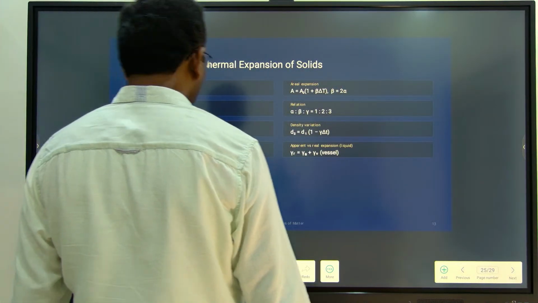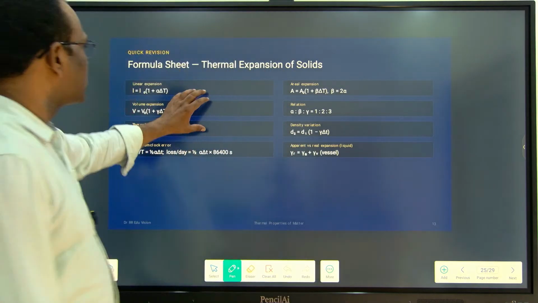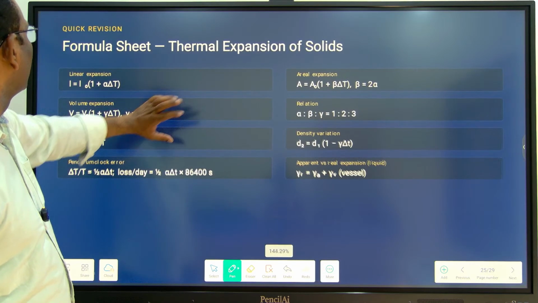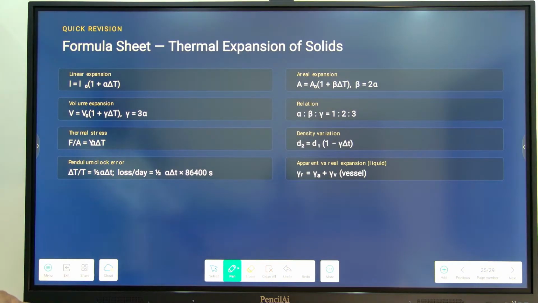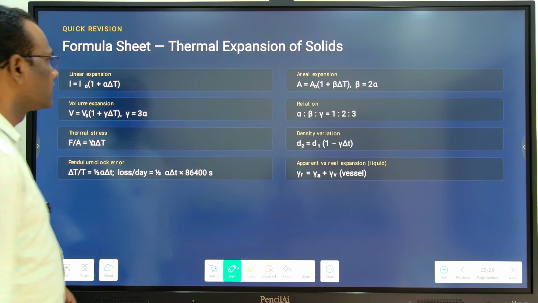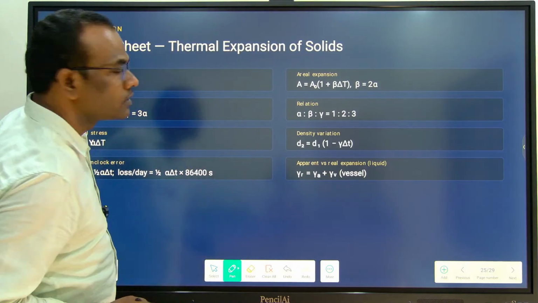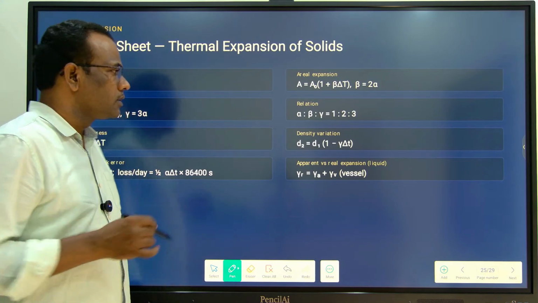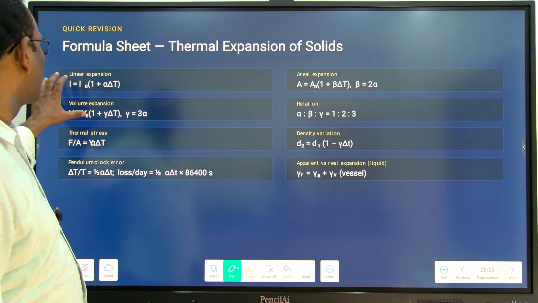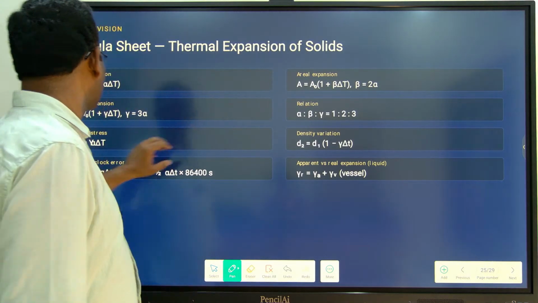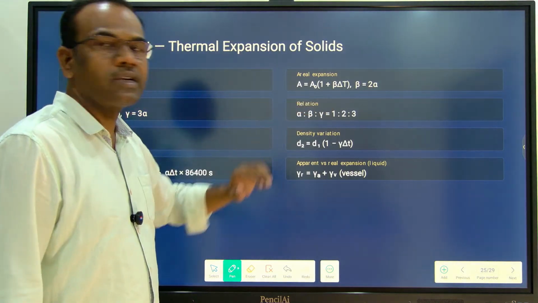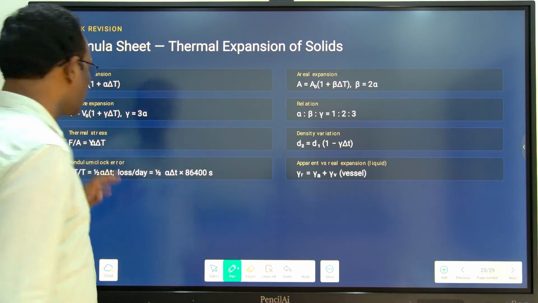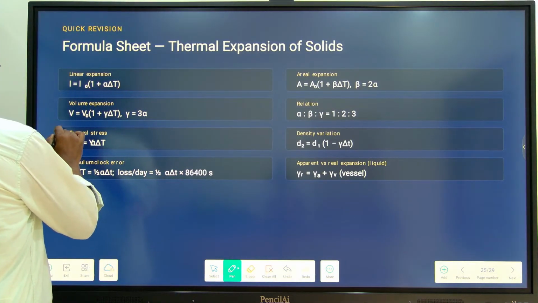Now check once again. Sheet on thermal expansion of solids. So what have we learned in the thermal expansion of solids? Linear expansion, areal expansion, volume expansion, relation between alpha, beta and gamma, and thermal stress. It is very important. Yes, remember this.